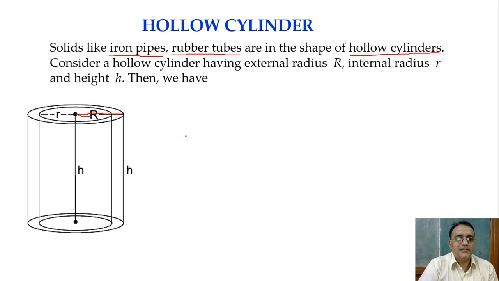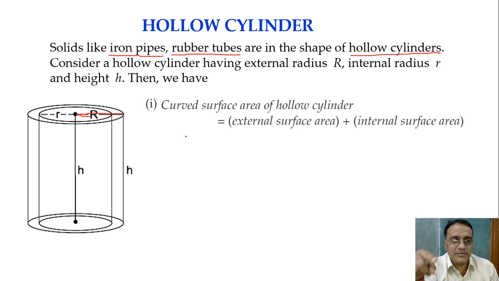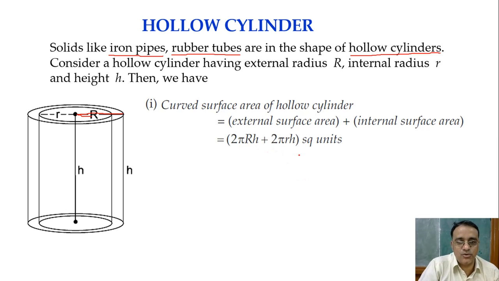So यहाँ पे दो फार्मूला है. सबसे पहले कर्व्ड सरफेस एरिया. कर्व्ड सरफेस एरिया ऑफ द हॉलो सिलेंडर, इट्स वेरी इजी. कर्व्ड सरफेस एरिया ऑफ एक्सटर्नल सिलेंडर एंड कर्व्ड सरफेस एरिया ऑफ इंटरनल सिलेंडर. सो बाहर वाला का कर्व्ड सरफेस क्या होगा? CSA 2 pi capital R H. Right, what is the curved surface area of the internal surface? 2 pi small r h. So 2 pi capital R H plus 2 pi small r h.